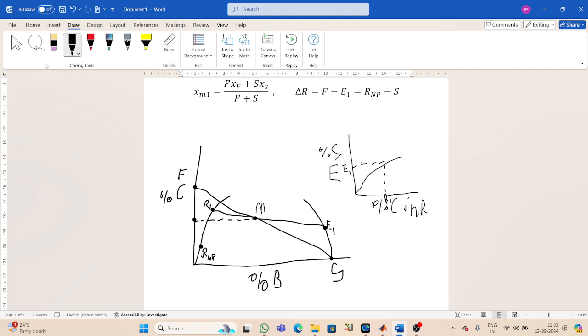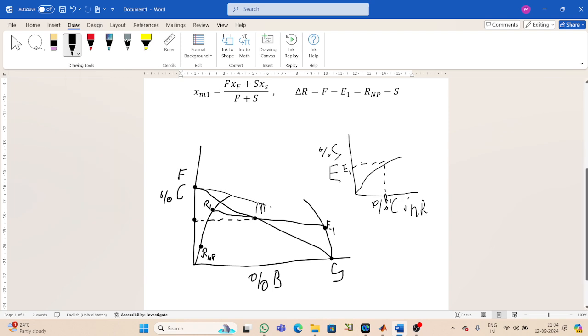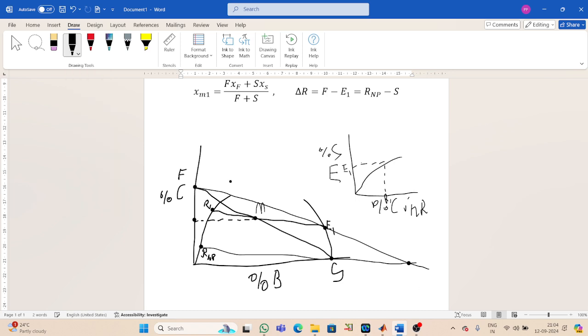Now, as we know this operating line equation, we will draw delta R on this curve by extending F and E1. We'll extend F and E1 continuously. And now similarly, next RNP and S also will extend. Yes. Now here we have our delta R.